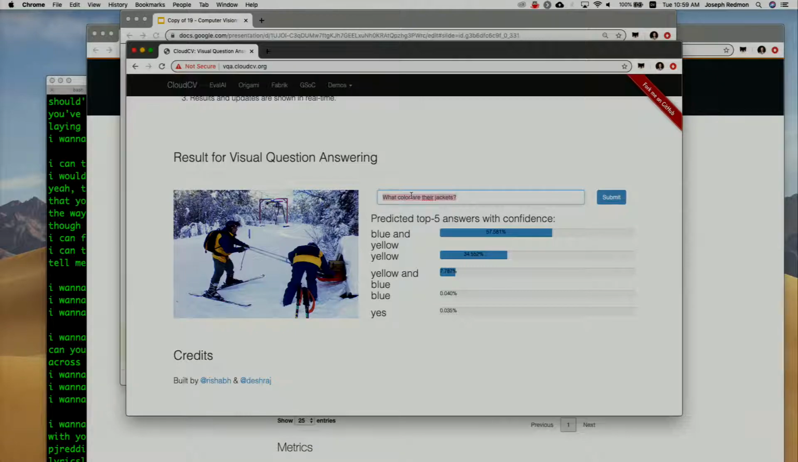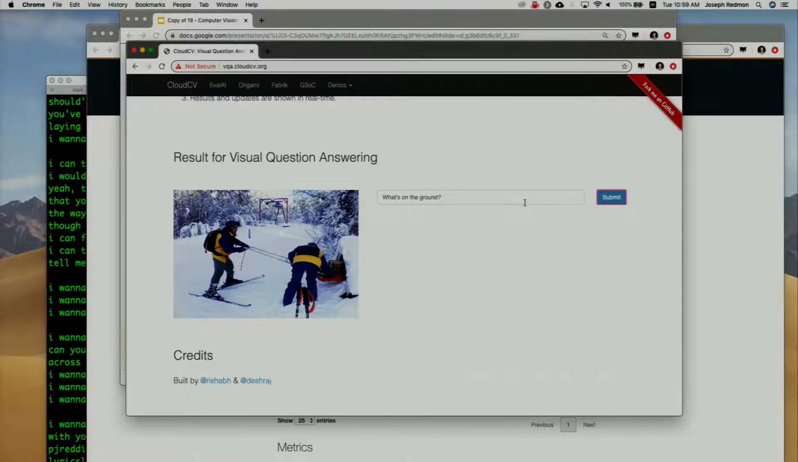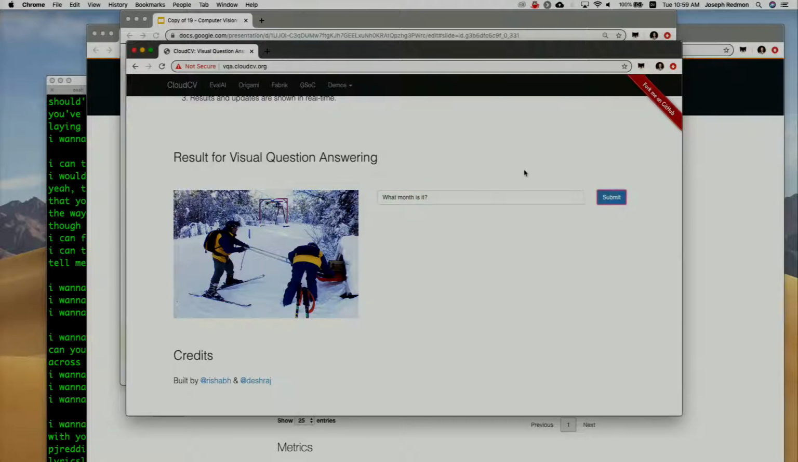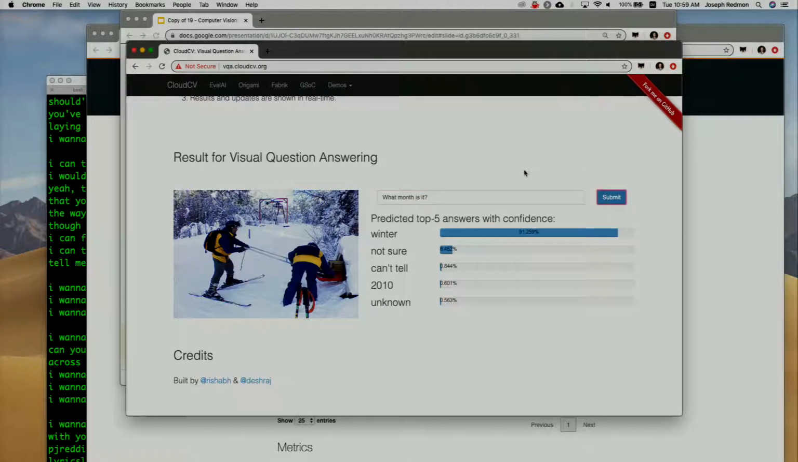Anyone have any questions they want to ask about this image, or some image that they want to ask questions about? And this is a new model, so this is the 2018 winning model, I think, from VQA. What's on the ground? That's easy. I bet it'll get that one. Snow. It's very certain. These are good questions. Winter. So it understands what you're asking, but it just says, well, it's winter. Not sure or can't tell. 2010. It's an interesting one too.